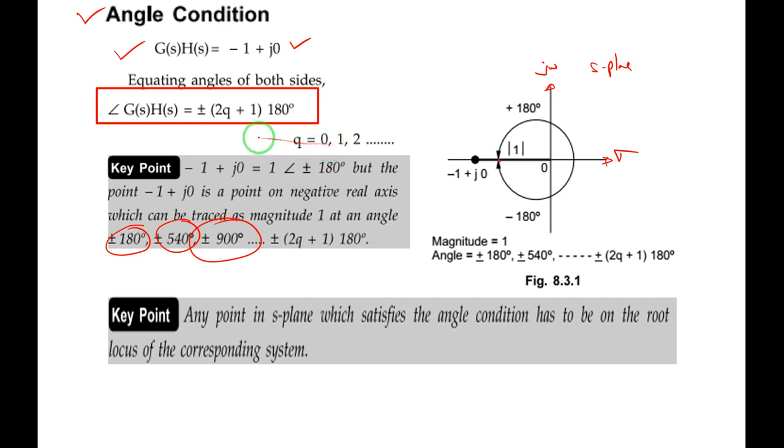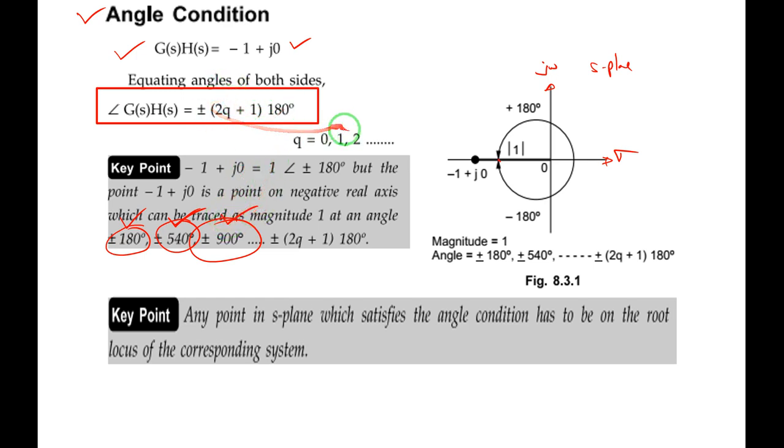So substitute q equal to 0, I will get plus or minus 180 degree. Substitute q equal to 1, I will get plus or minus 540. q equal to 1, right? So 2 into 1 plus 1, 3 into 180, 540. Next, q equal to 2, right? 2 into 2, 4 plus 1, 5, 5 into 180, 900 degree.